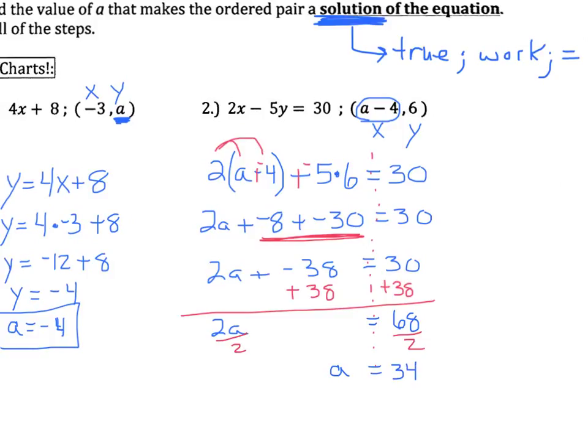Okay? So if a equals 34, then the solution, the ordered pair, we're going to take 34 and put it for a. A is 34. 34 minus 4 is 30. So the ordered pair is 30, comma, 6. And that's your solution.